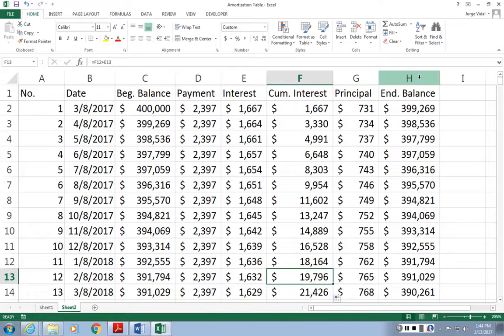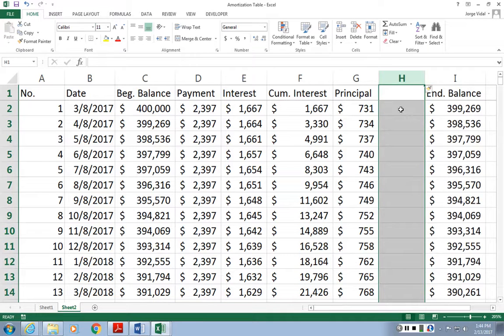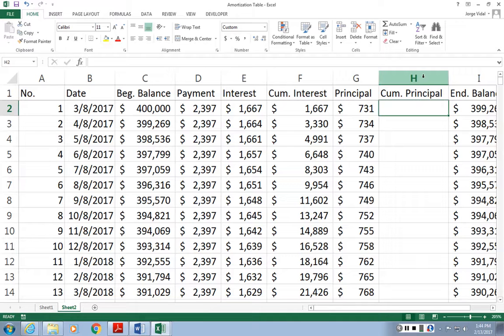So let's do the same thing here. Let's right-click on H, insert a column, and let's call this one cumulative principal. And we can do the same calculation as in the other column. So for payment number 1 it is equal to the same, and then for the next ones it will be the cumulative plus the new principal payment.